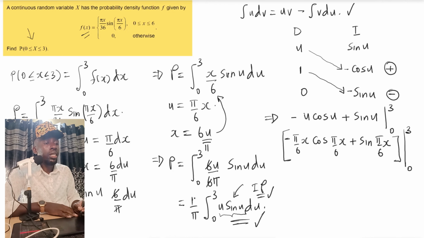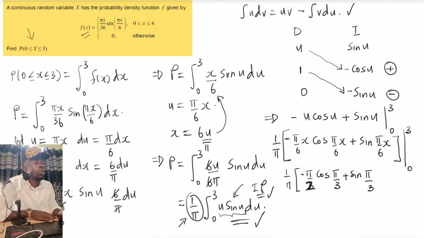But don't forget, outside here, we have 1 by pi. So this 1 by pi is here outside. Then now we are starting by substituting 3. If we put 3 here, we will be having 1 by pi, then here pi by 2. It is pi by 2, not pi by 3. Then this quantity, we will subtract. Now we substitute 0. If we put 0, technically the whole thing will be 0, right?